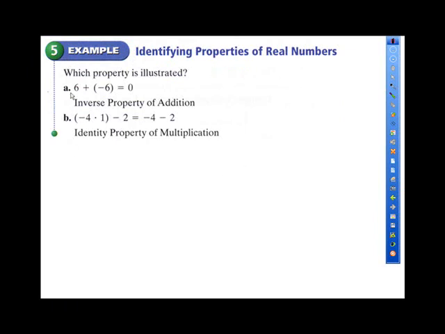Identifying properties. Basically you just have to memorize the properties we talked about earlier. You have 6 plus negative 6 equals 0. Remember, a number plus its opposite gives you 0, that's the inverse property of addition. Negative 4 times 1 over negative 4 is equal to 1. Well, basically you're multiplying. Since 1 is also 1 over 1, this is the identity property of multiplication.